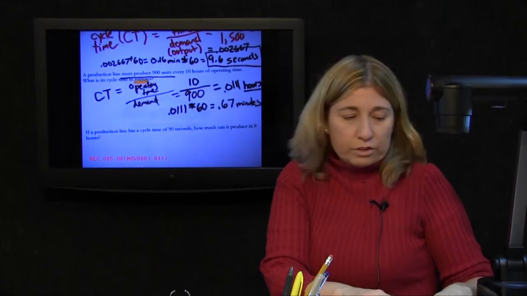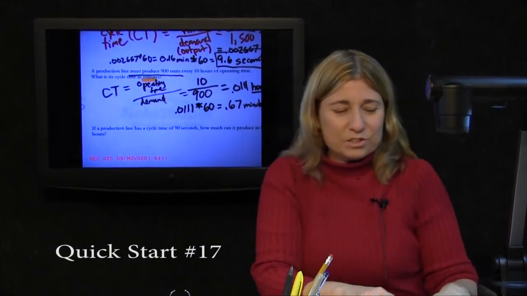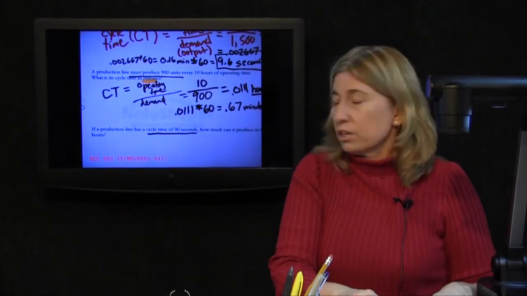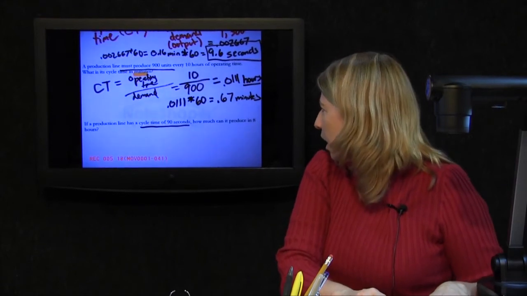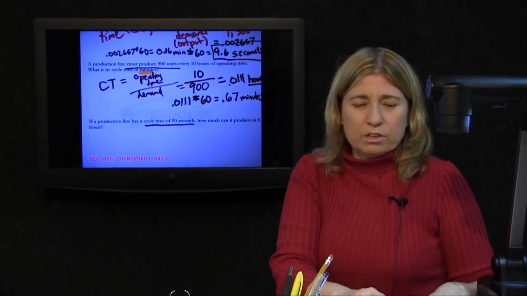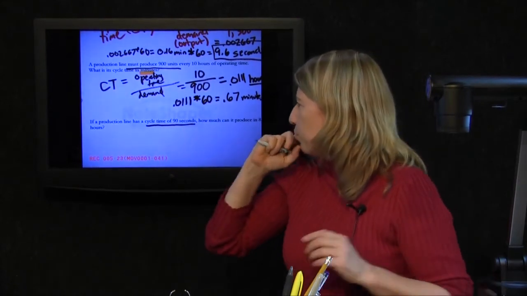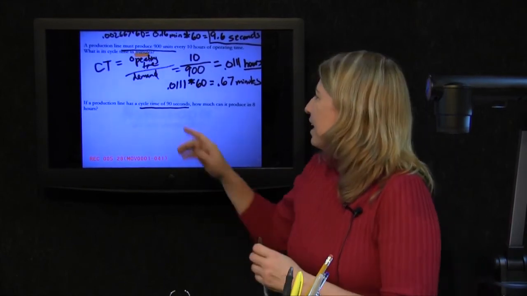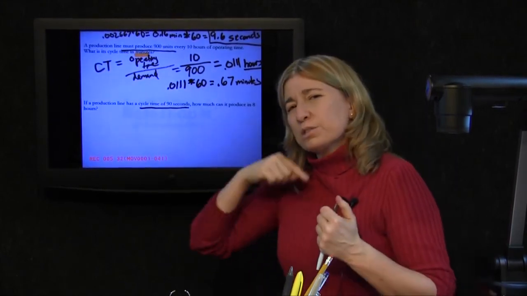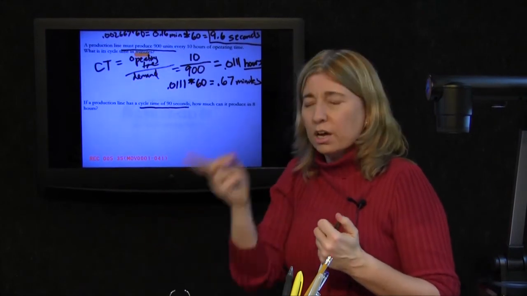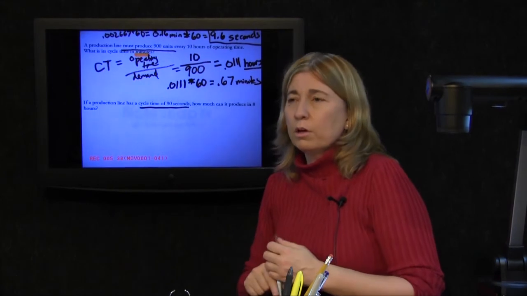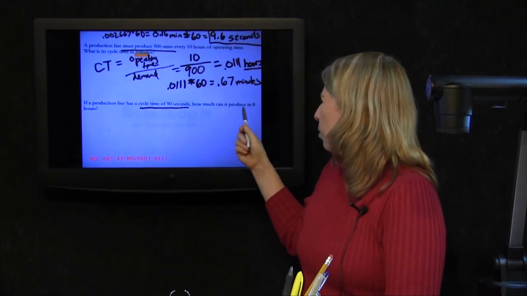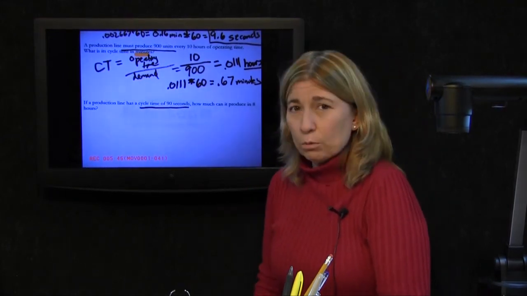All right, now the next question is related to cycle time, but the cycle time is actually provided. If a production line has a cycle time of 90 seconds, okay, we're given that, how much can it produce in 8 hours? This isn't really, unlike the other ones, a formula. This is just logic. If it has a cycle time of 90 seconds, that means it's producing 1 unit every 90 seconds, because that's an alternate definition for cycle time. So we just want to figure out how many 90 seconds there are in 8 hours.